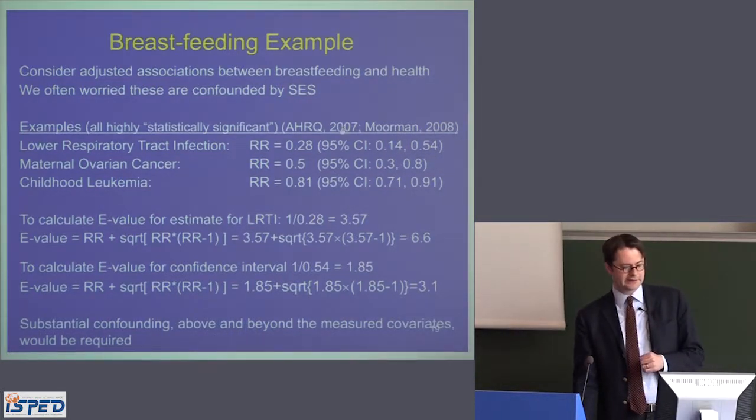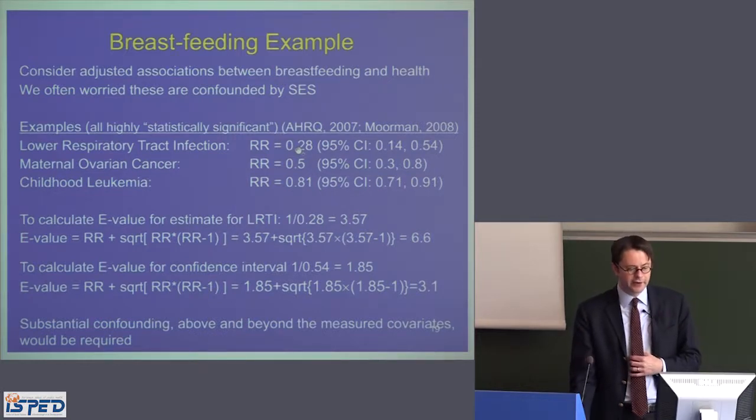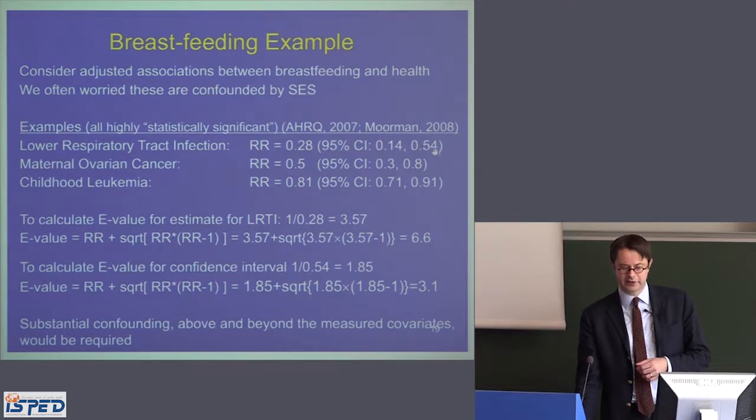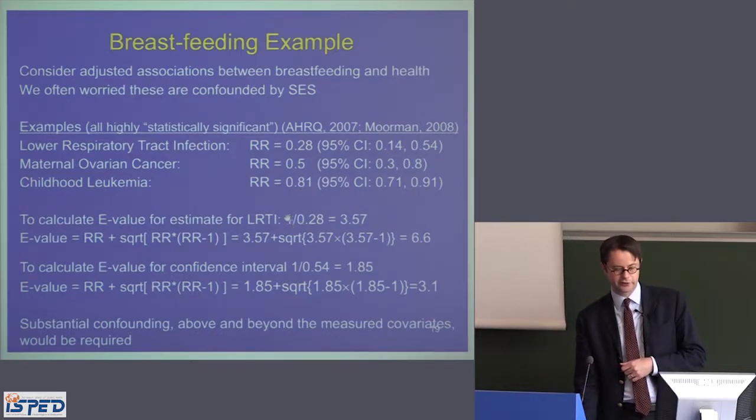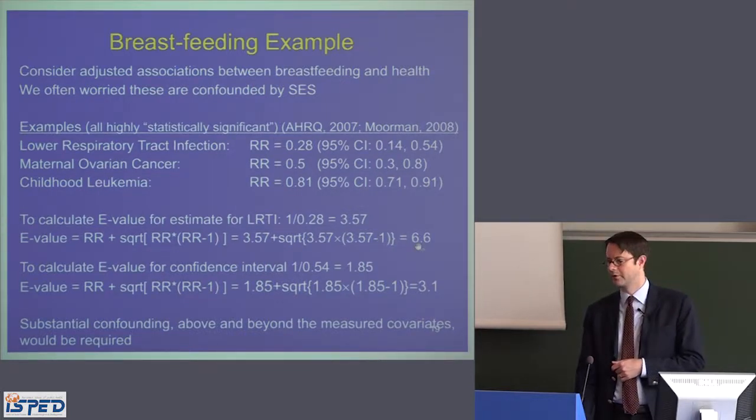So if we were to look at, say, the e-value for lower respiratory tract infection, we could do that for the estimate and also for the limit of the confidence interval closest to the null. If we apply the formula to the estimate, we have a protective risk ratio. So we first take the inverse, 1 over 0.28, 3.57. We plug it into the formula, and we get 6.6. The e-value for the estimate is 6.6.